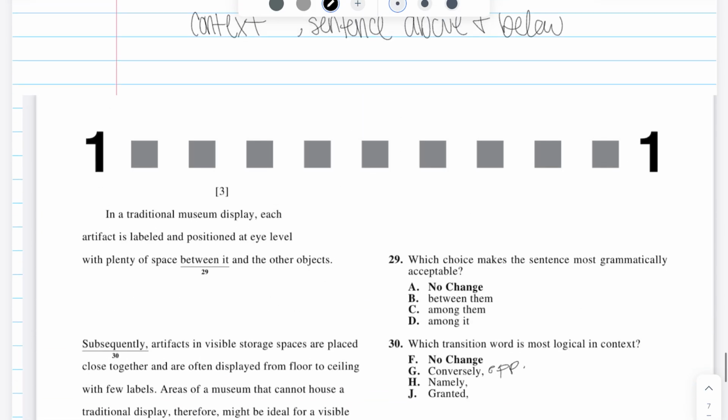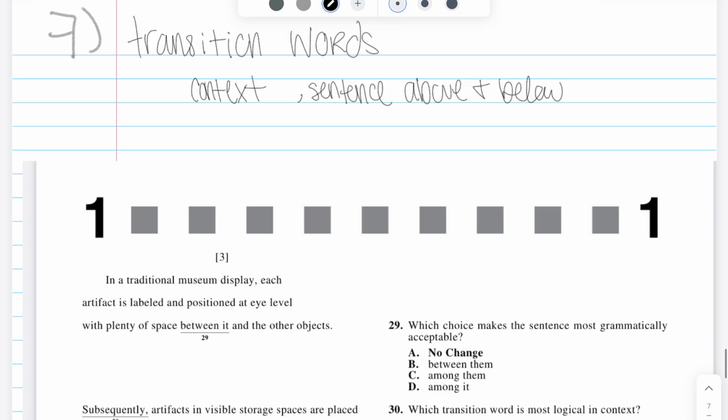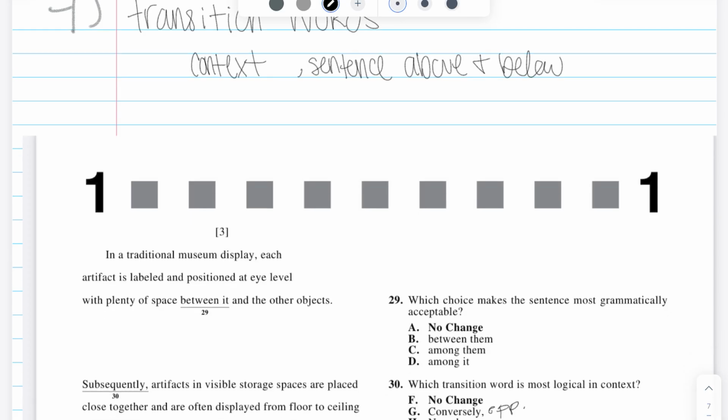So in this part, it's talking about in a traditional museum display, each artifact is labeled and positioned at eye level with plenty of space between it and other options. Blank, artifacts in visible storages are placed close together and often displayed from floor to ceiling with few labels. So these right here are different. And so what you're going to go with is G, conversely.